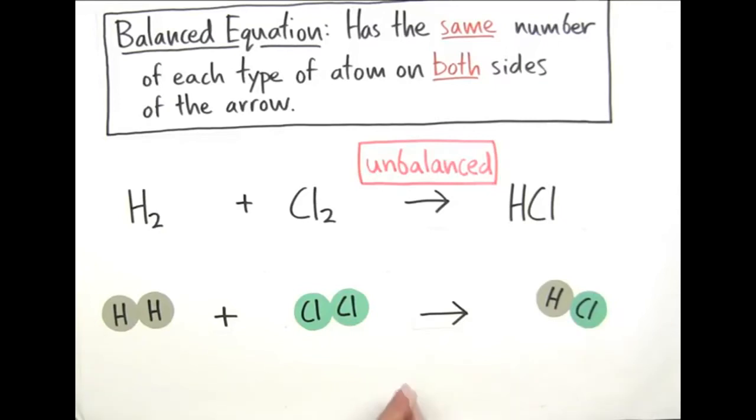Okay, so take a look at this equation. Can you figure out what we need to do to 1 or more of these in order to have the same number of each type of atom on both sides? Well, here's what we do.